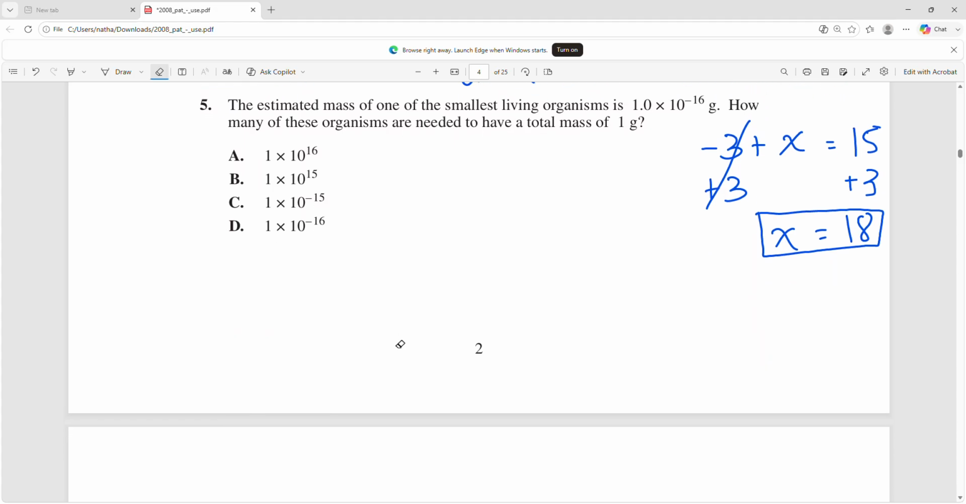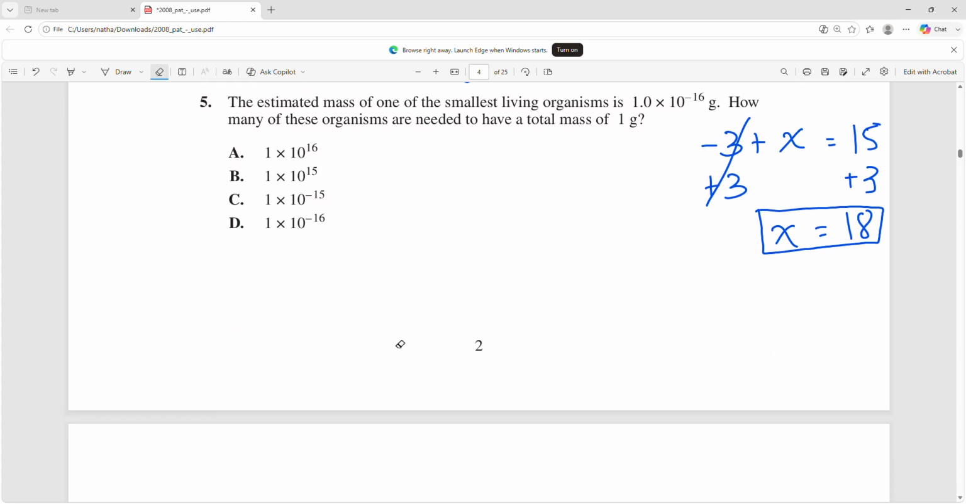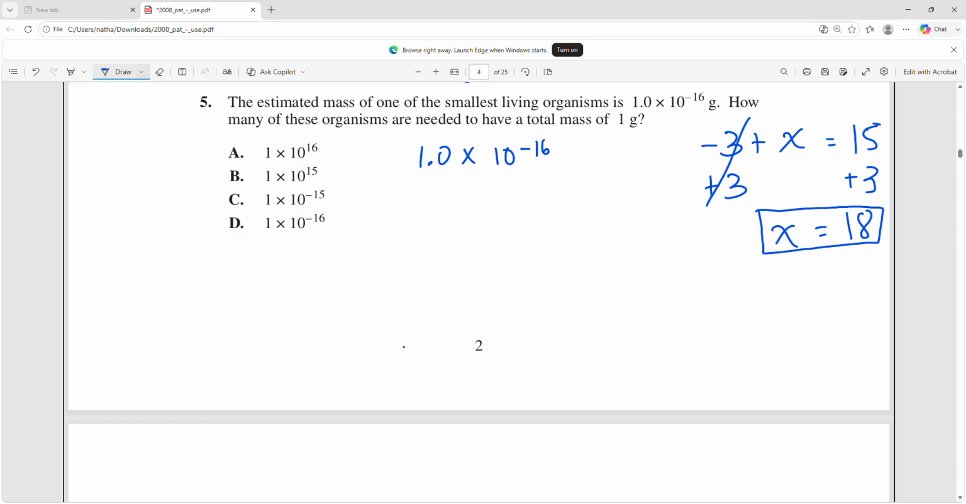All right, so the estimated mass of one of the smallest living organisms is 1 times 10 to the negative 16 grams. How many of these organisms are needed to have a total mass of 1 gram? Okay, so let's see, I'll try to make this a little bit easier. If I say I have 1 times 10 to the negative 16, this is representing the weight of one of these little organisms, maybe a little bacteria.